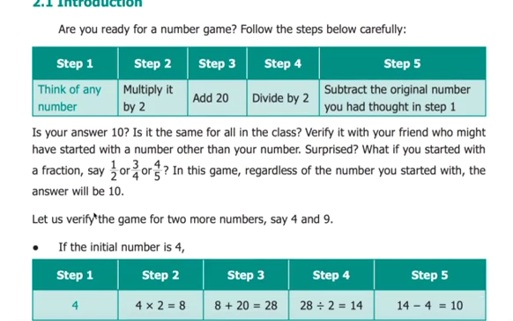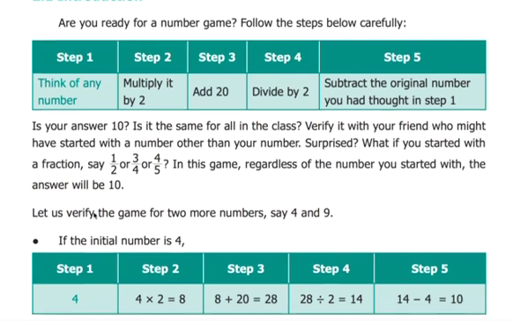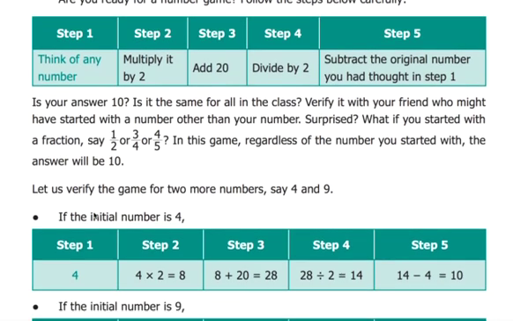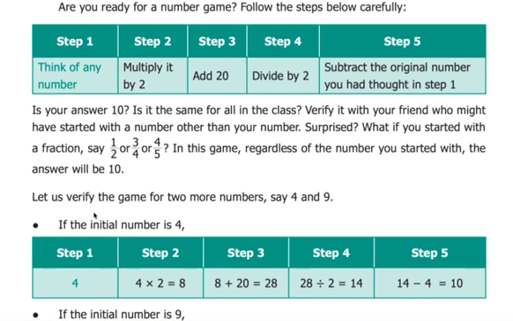Now let's look into the introduction part. Are you ready for a number game? Follow the steps below carefully. Step 1, think of any number. Okay, let's think of one number. Multiply it by 2, then add 20, then divide it by 2. Subtract the original number you had thought of in step 1. Your answer is 10.